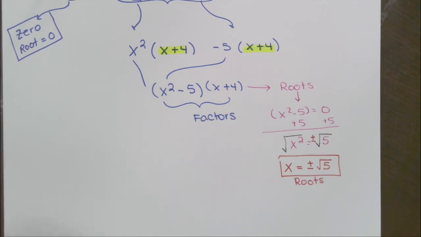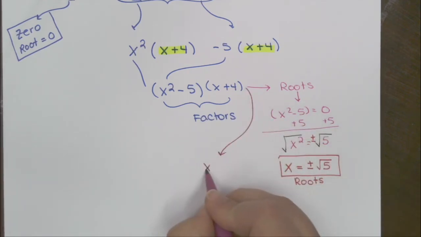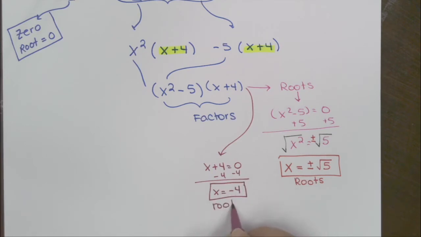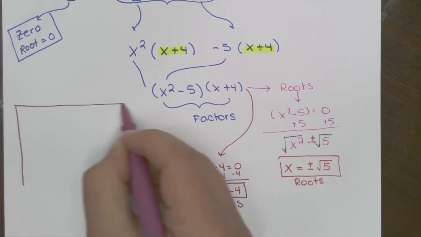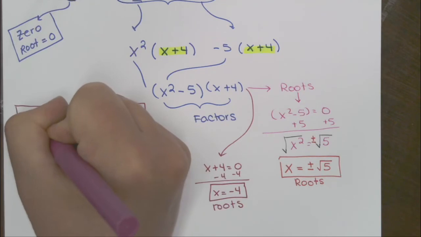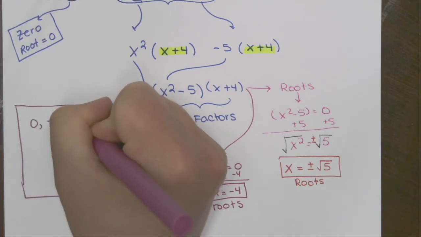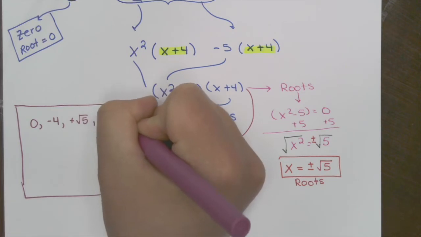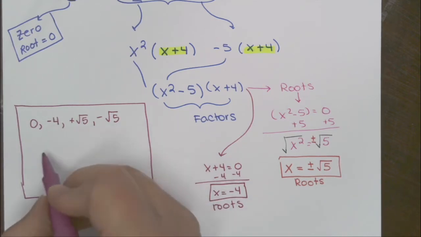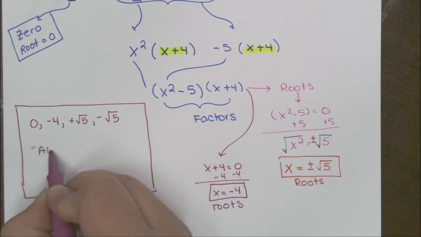We still have the other one to do, which was the x plus 4. Set it equal to 0, subtract 4, x is then equal to negative 4. That is one of your roots. So then the question is asking you to list all of them. It doesn't have to be just rationals, whole numbers, fractions. It can also be complex, like square roots and i's. So our zeros are 0, negative 4, plus root 5, minus root 5. Now if you choose to write plus or minus instead, that's fine. I understand. So these are all your roots.